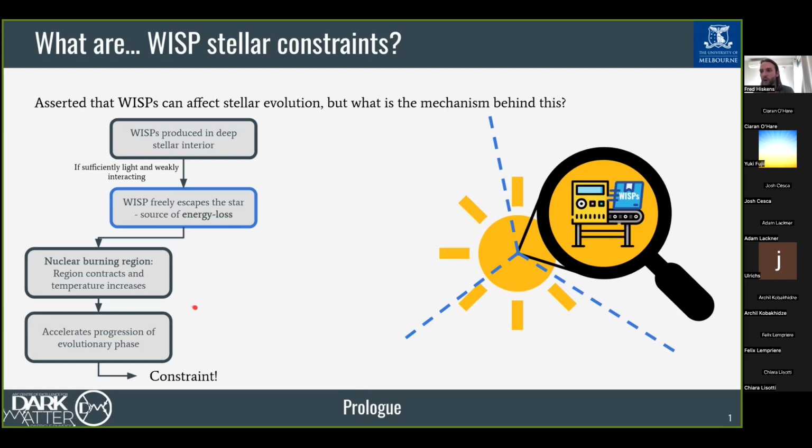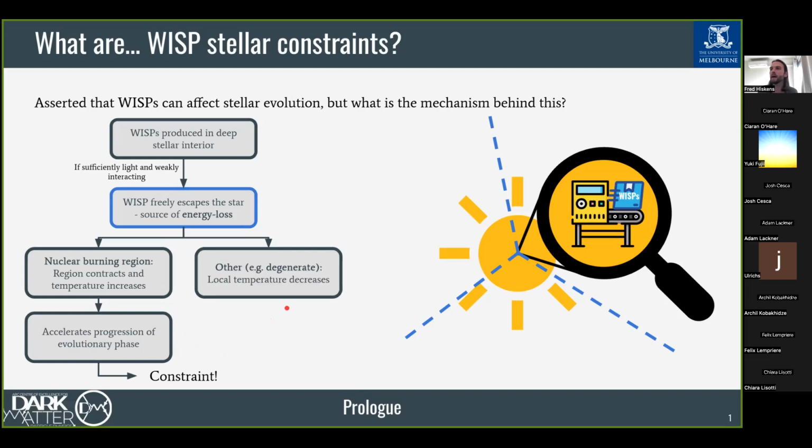And so this can give you a constraint. On the other hand, if you have another region of the star which is not undergoing nuclear burning, for example, you could consider the degenerate cores of red giant branch stars, then these simply respond to the energy loss by cooling. Their temperature decreases. And this can also have potentially observable effects.